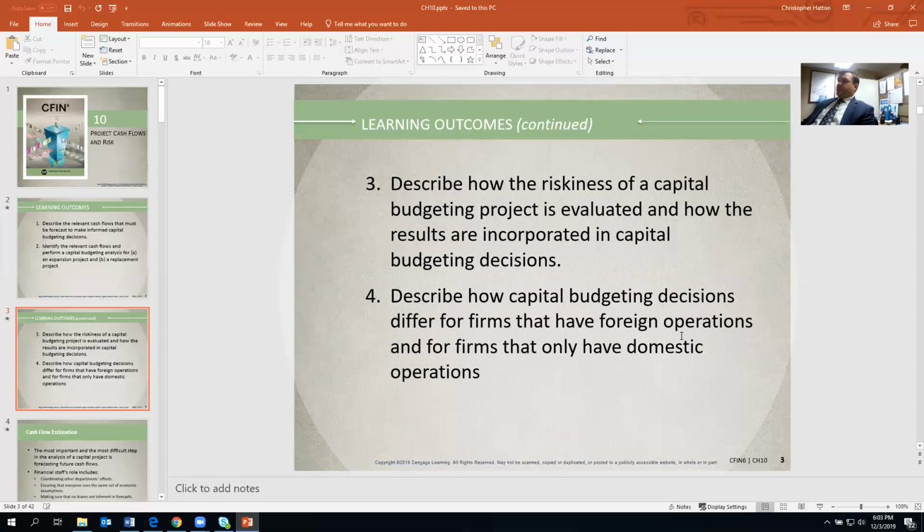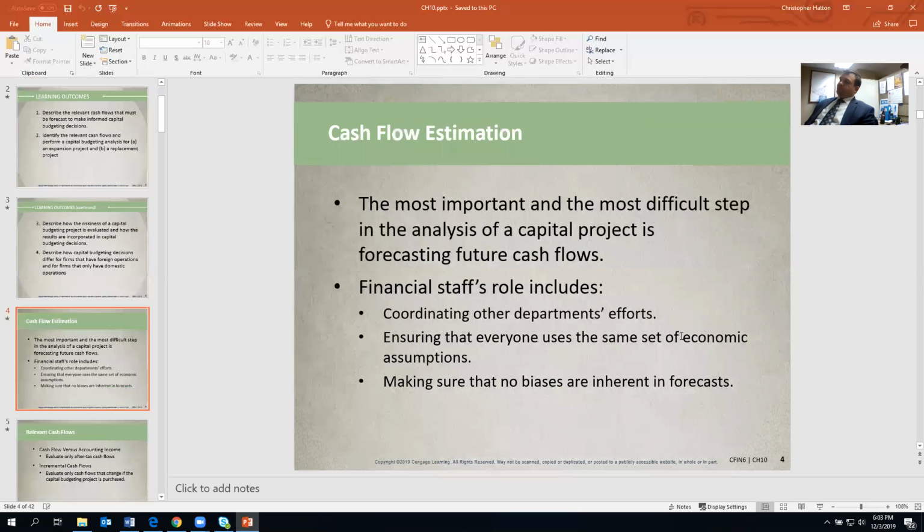Describe how capital budgeting decisions differ from foreign operations or domestic operations. So we won't get too deep into this. I don't want to go too far into the chapter, but exchange rates will come into play then.